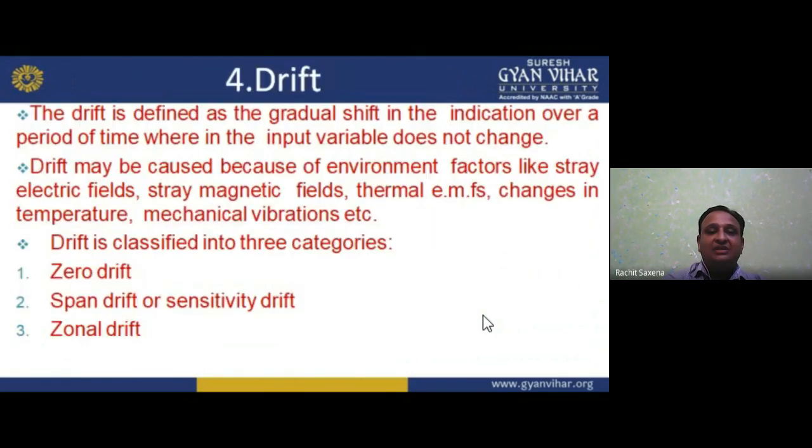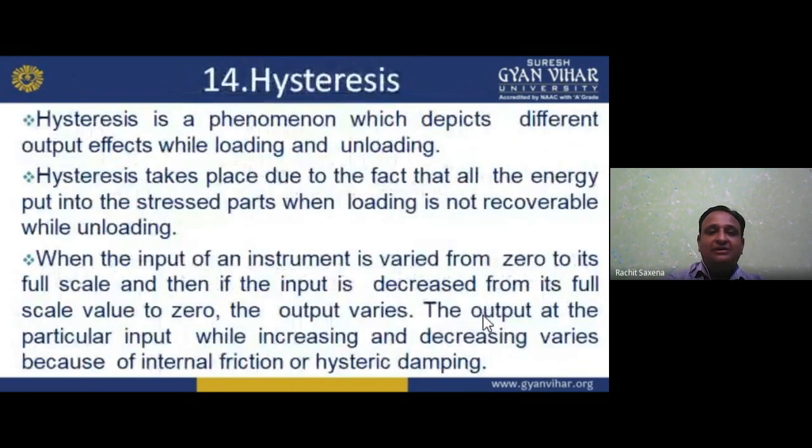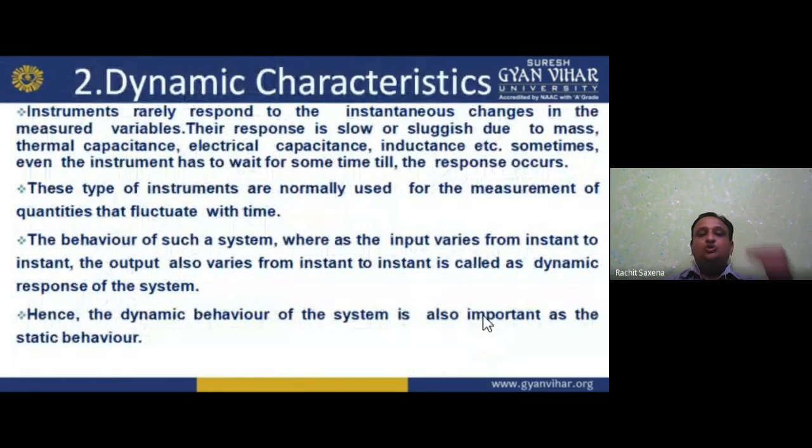Afterwards, we have the dynamic characteristics. Instruments rarely respond to instantaneous changes in the measured variables. Their response is slow or sluggish due to mass, thermal capacitance, electrical capacitance, and inductance in an electrical circuit. Sometimes the instrument even has to wait for some time till the response occurs. So these types of instruments are normally used for the measurement of quantities that fluctuate with time.